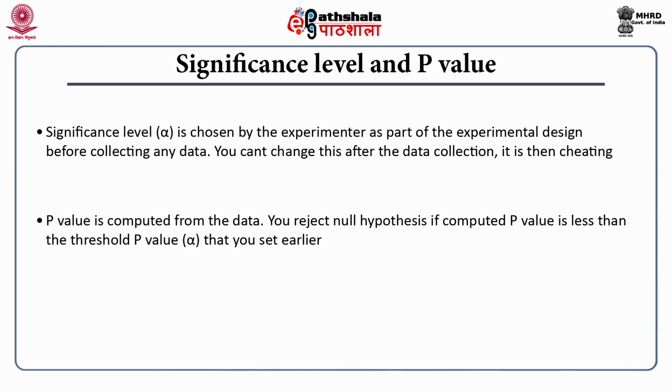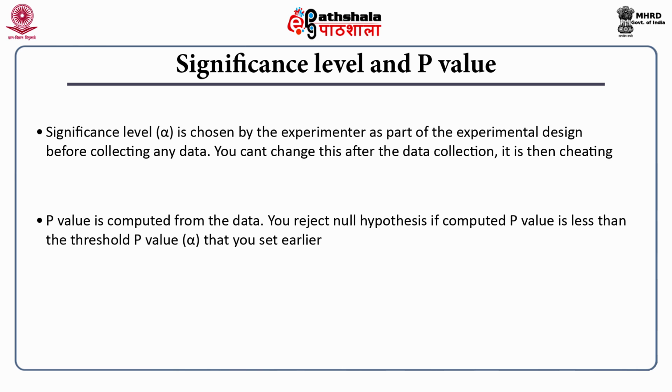P-value is computed from the data. You reject the null hypothesis if the p-value is less than the threshold alpha that you set earlier. So that is the difference here. Significance level is set as part of your scientific design, experimental design, while p-value is what you get out of your data, right? After you analyze your data, you're going to get the p-value.